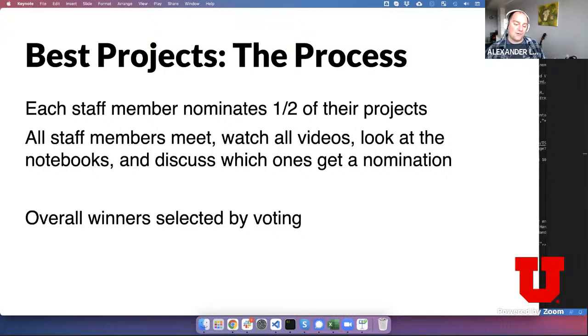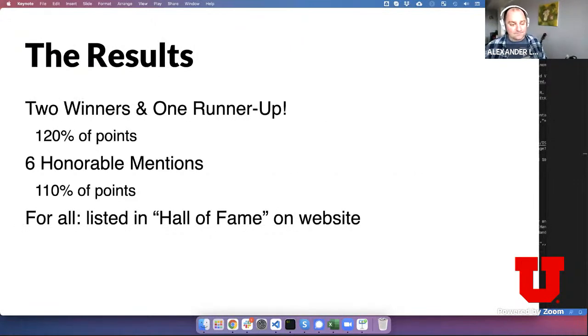And there are also 3 that we want to especially highlight, that we consider the runner-up and overall winners. And we determine these by voting. Each of us gets 3 votes to distribute among the projects, and the projects with the most votes are considered our winners and runner-ups. The result of this year's process was that we have 2 winners and 1 runner-up.